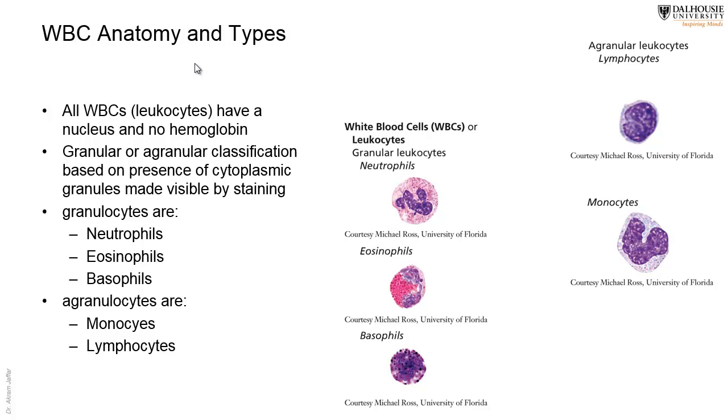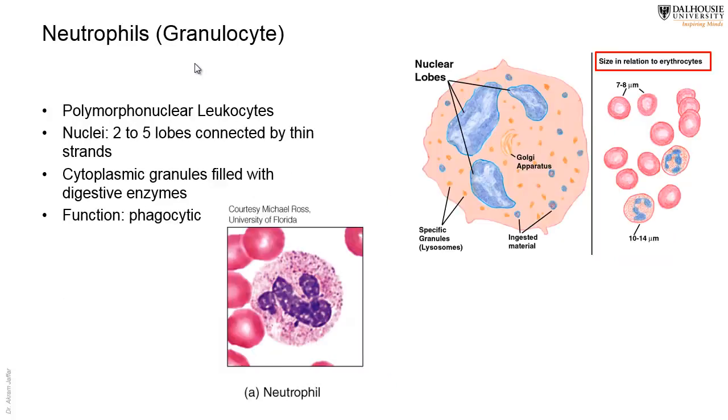So the granulocytes are 3 types. They are neutrophils, eosinophils, and basophils. And these names are derived from the staining properties of the granules in the cytoplasm. The agranulocytes are either monocytes or lymphocytes. So let's start with the neutrophils.